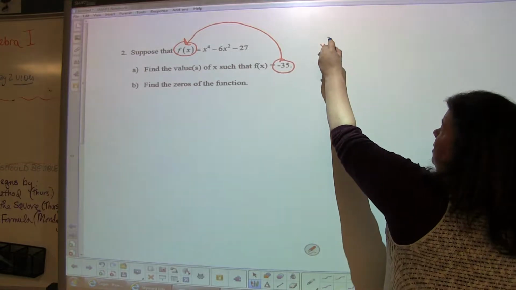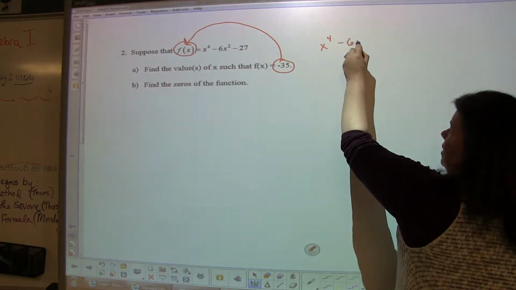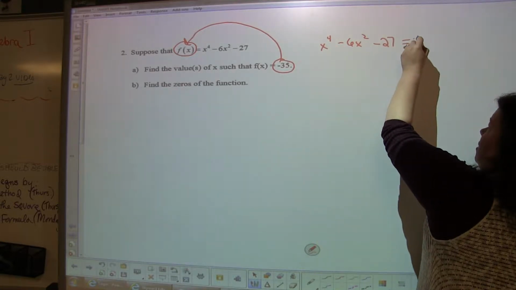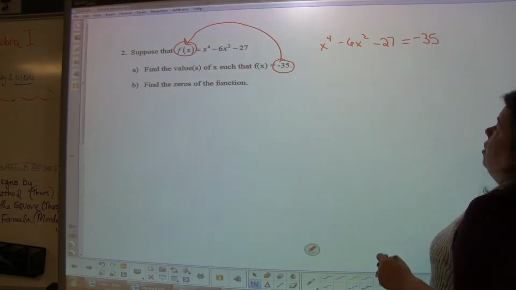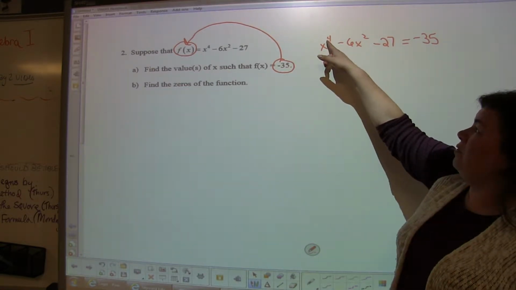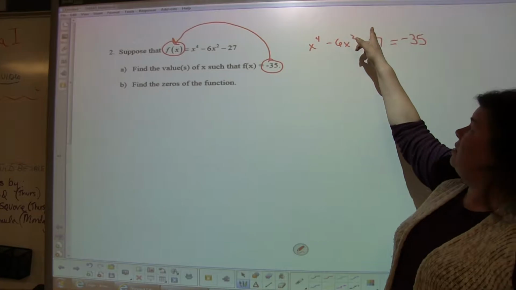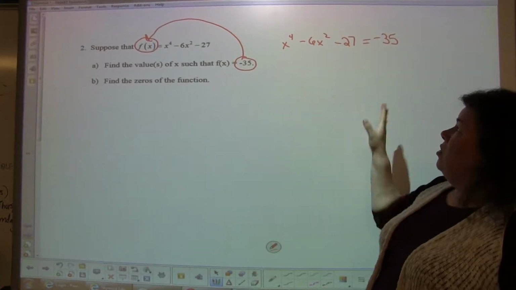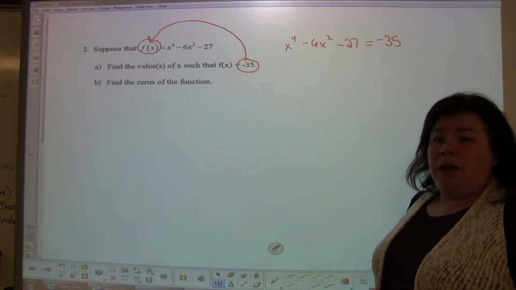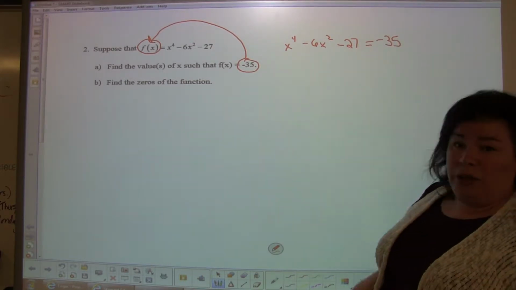We're going to say x to the fourth minus 6x squared minus 27 equals negative 35. So we have this in quadratic form because if you look at the pattern, our first degree is double our middle term, and this is to the 0 power here. So we're going to go ahead and first set this up in standard form by setting our equation equal to 0.